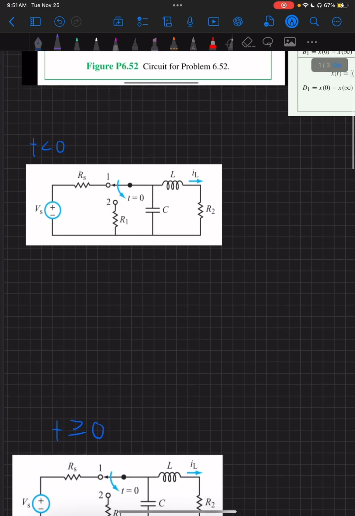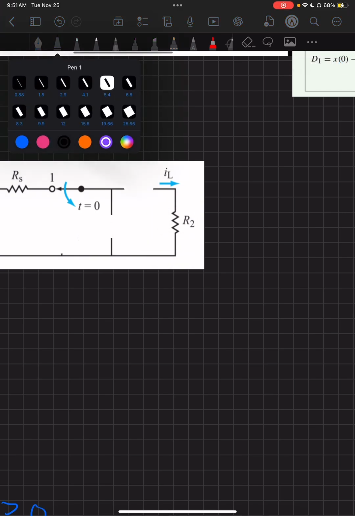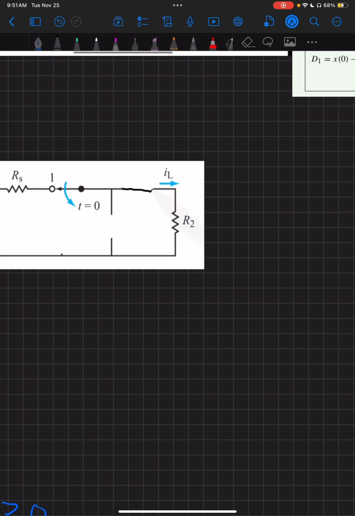We're going to solve by first doing t less than 0, meaning that R1 won't be in the equation because it's not part of the circuit, it's not a current. The capacitor is going to be open and the inductor is going to be closed. It's going to look like this basically. This is the inductor and this is the capacitor.